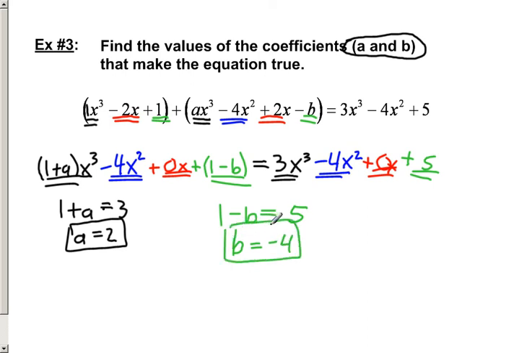All right. So if you need help with this, go back through it, but that's how we add and subtract coefficients of like terms to find out what the variables representing those coefficients are.